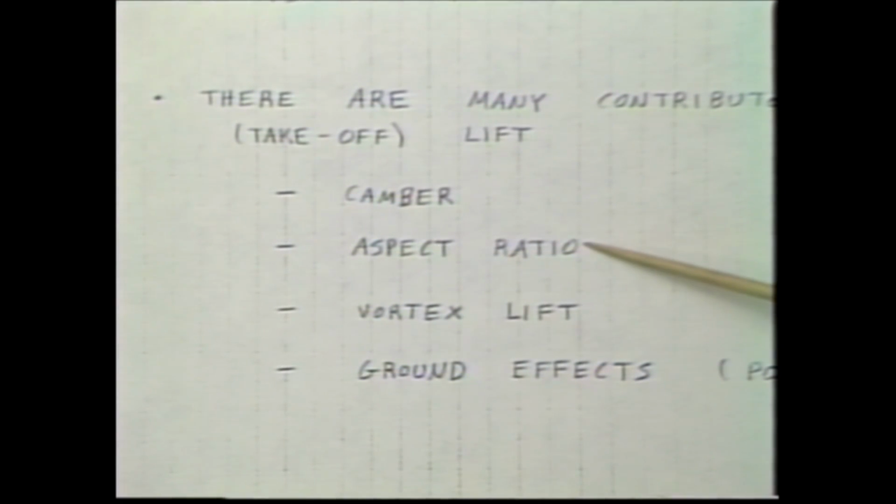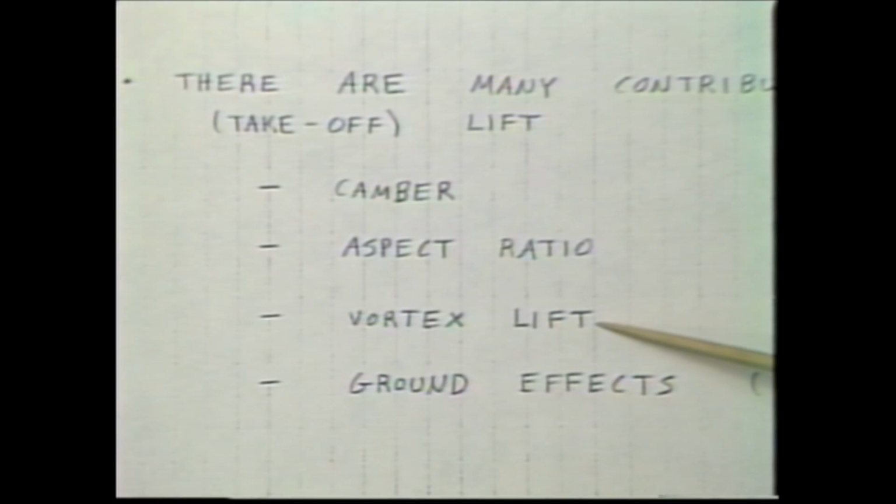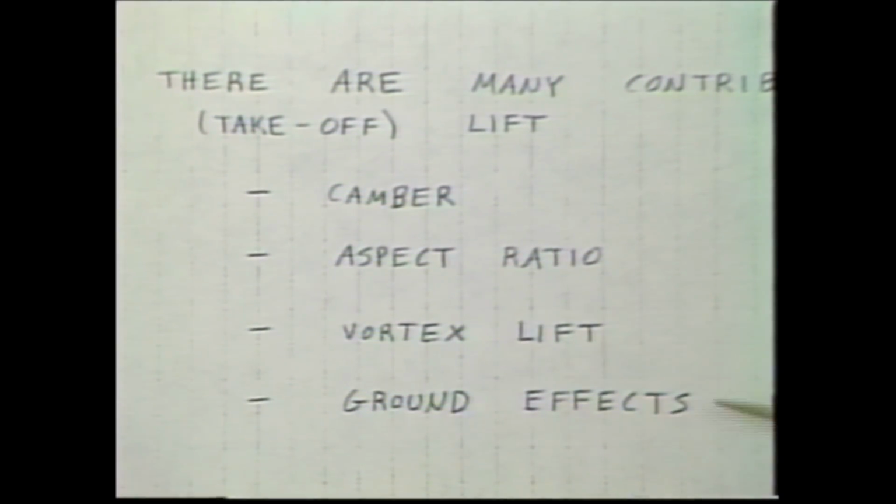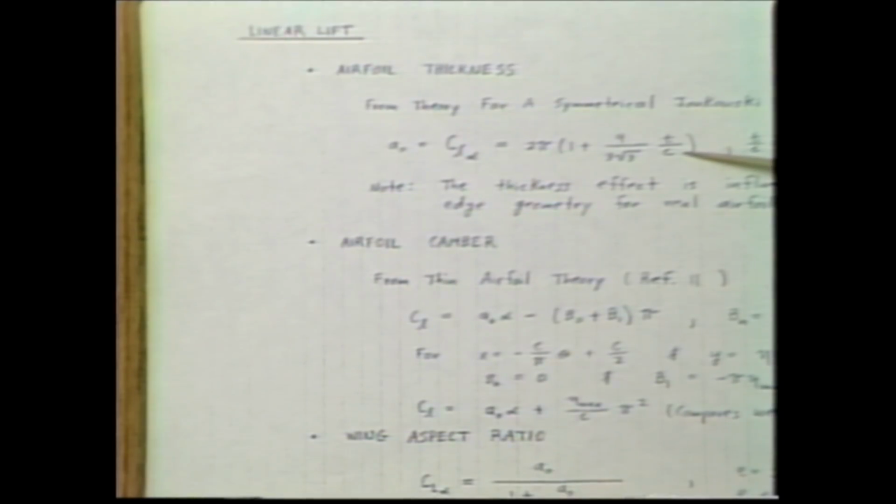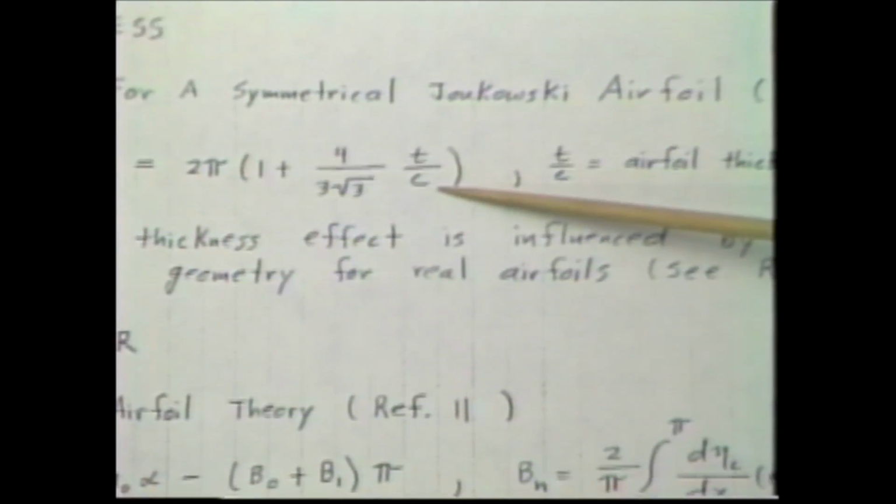Aspect ratio is an important driver. We do have low aspect ratio shapes for obvious reasons of drag. Vortex lift is a contributor, and ground effects I mentioned. Okay, in the linear lift area, airfoil thickness is a contributor. I have a theoretical equation here for airfoil thickness effects on the lift curve slope.